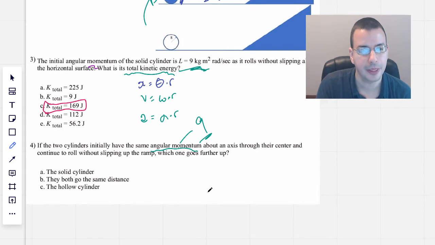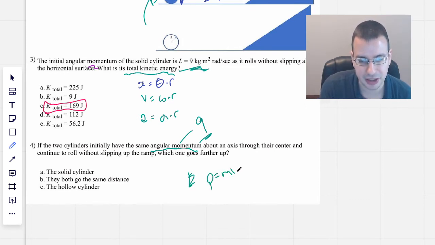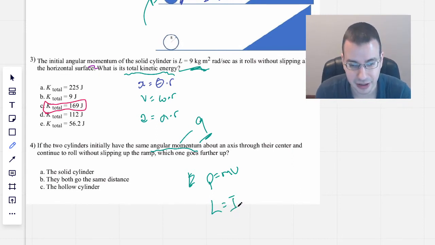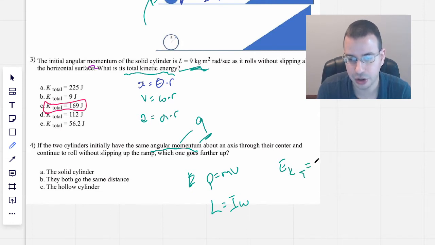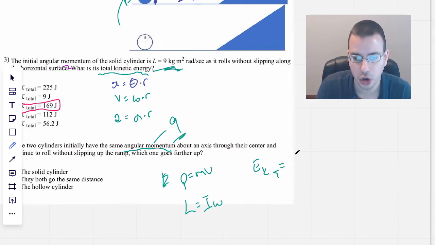Beautiful. Okay. So again, we're going to use momentum. Momentum equals mass times velocity. Angular momentum equals I times omega. We're then going to use that to find the total kinetic energy, which is 1/2 mv squared plus 1/2 I omega squared.